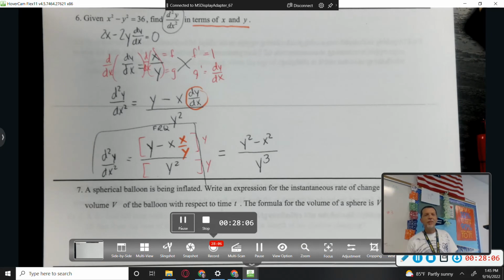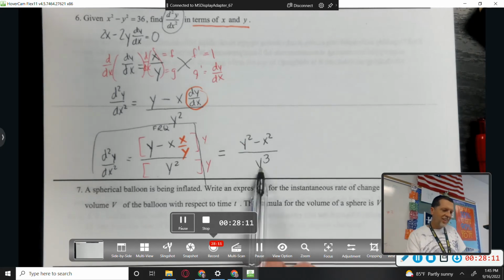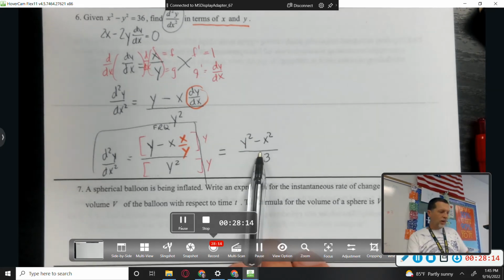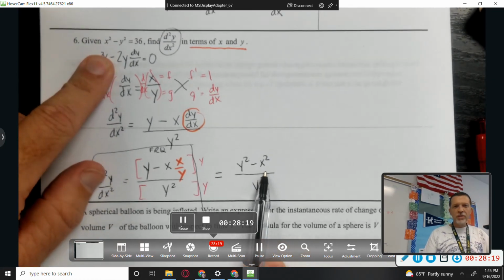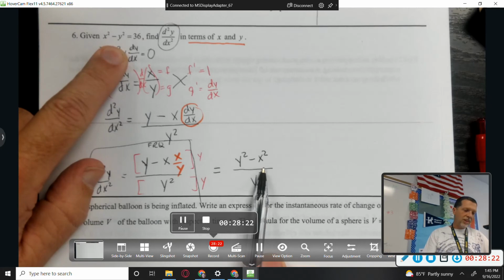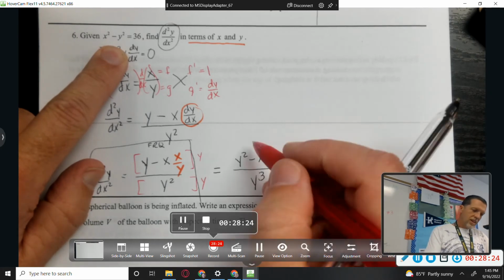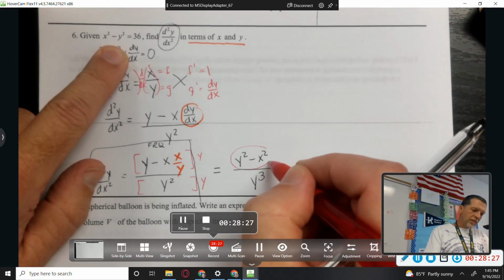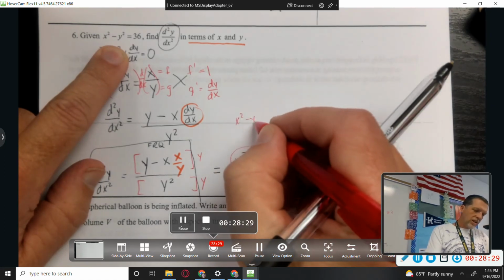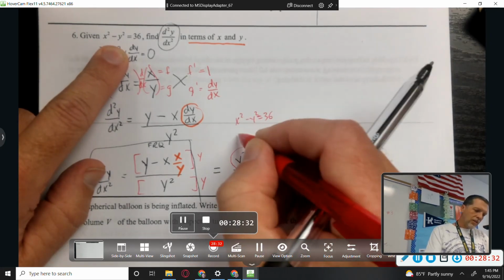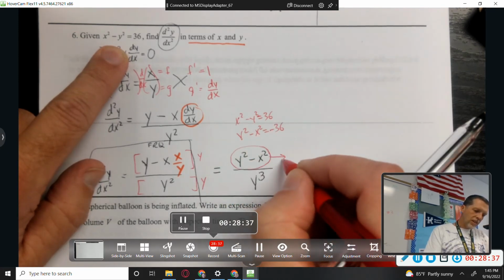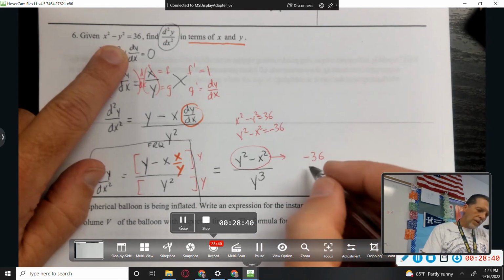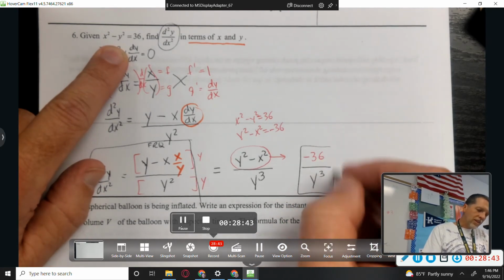There's an extra trick to this. Our multiple choice answer is not going to be this. They like to do this trick where, let's see, y squared minus x squared. But this problem started by telling me that x squared minus y squared is 36. 36 over y cubed. Almost. Y squared minus x squared. Oh, negative 36? Yeah, so if we switch things around, y squared minus x squared is negative 36. So my multiple choice answer would be negative 36 over y cubed.